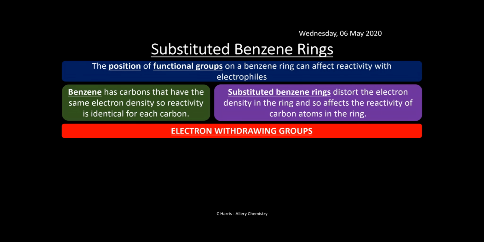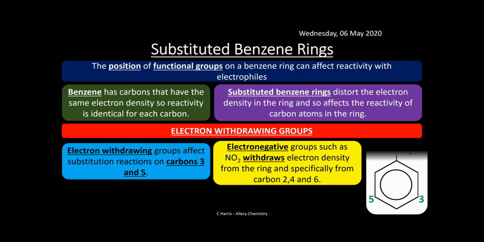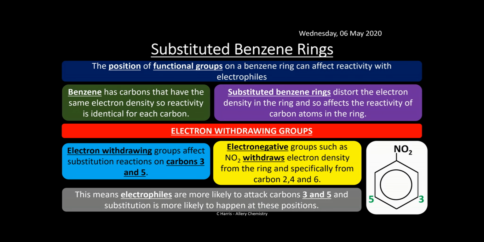So let's look at some electron withdrawing groups. Electron withdrawing groups affect substitution reactions on carbons 3 and 5. Okay, so electronegative groups such as nitro groups, for example, as you've just seen before, withdraw electron density from the ring, and specifically they withdraw it from carbons 2, 4, and 6. So you've got to remember that. And so this means your electrophiles are much more likely to attack at carbons 3 and 5. And so therefore, with nitration reactions, you're more likely to get reactions at carbons 3 and 5 than any other carbon because of the electron withdrawing nature of it.